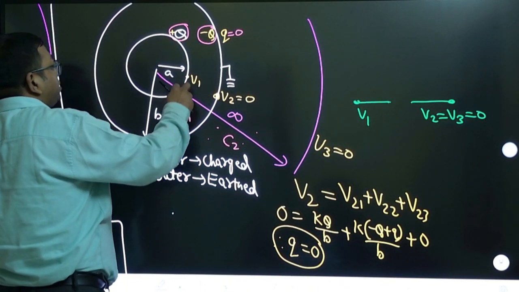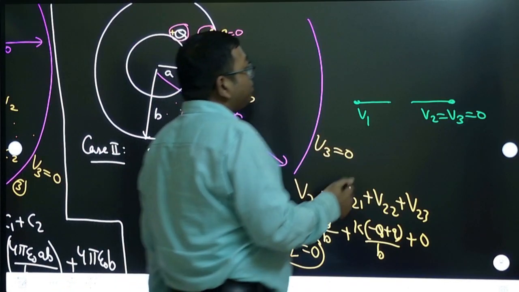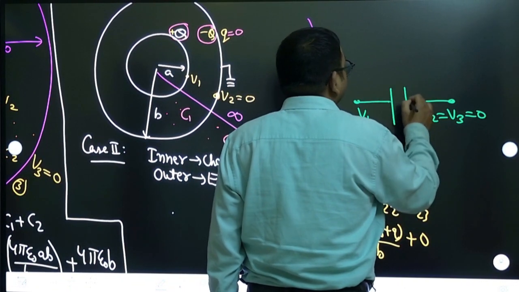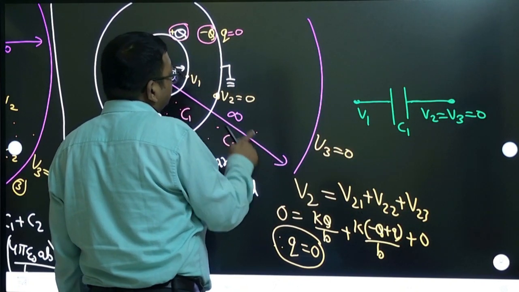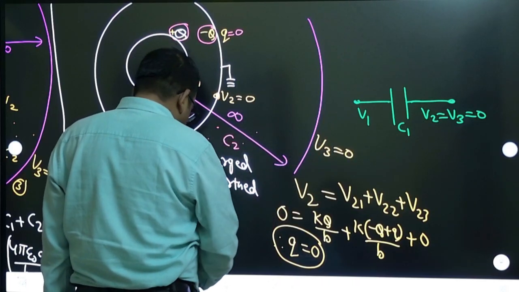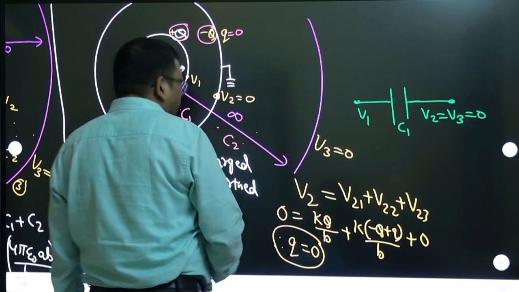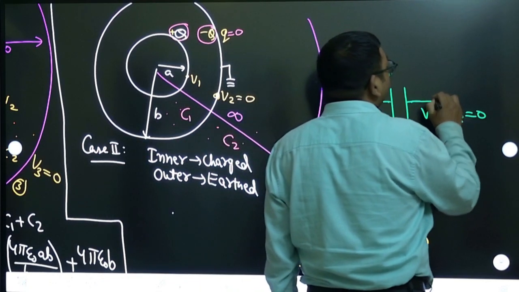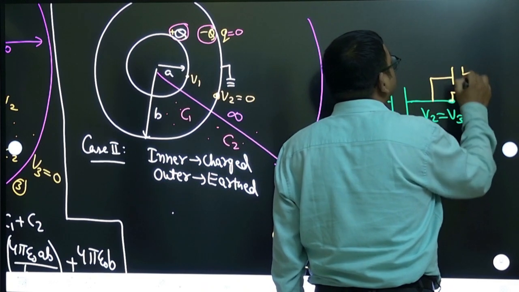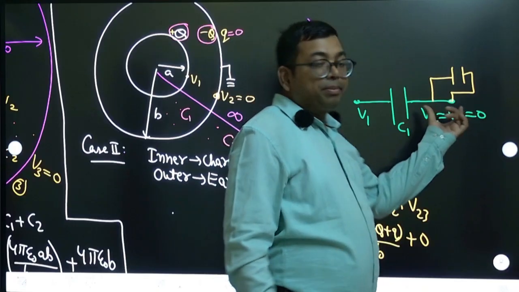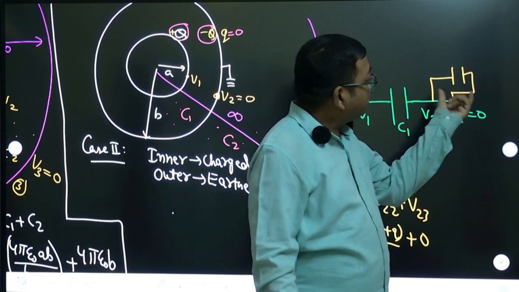This C1 is between V1 and V2. So between V1 and V2, you put one C1 capacitor. And this capacitor C2 is between V2, V2. Now this is what you have to understand. If you want to put a capacitor between V2, V2, you can put it like this, or you can put it like this. It doesn't matter because the capacitor is between the same points, same potential.